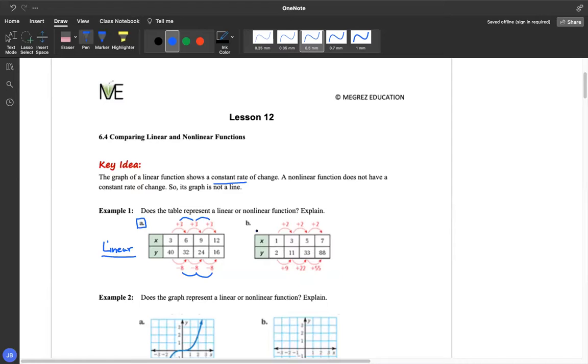So what about B? Julia, do you want to try B? I think it's not linear because it doesn't have any sort of pattern. Perfect. It's not linear, because we can see on the top, x goes up 2, and then y goes up 9, and then it goes up 22, and then it goes up 55. So there's no constant rate of change for our y's. So this one is not linear.